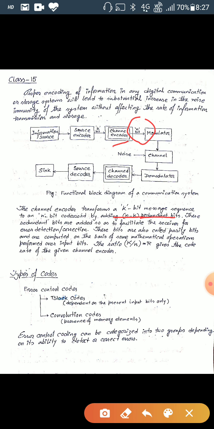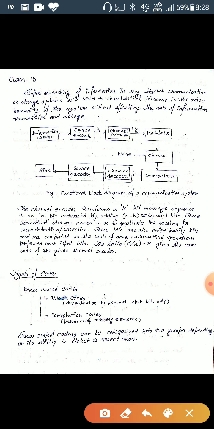Here the ratio k by n, the ratio between message signal and code word, is defined as r, which is the code rate of the given channel encoder. So these are the most important and basic views of the functional block diagram of a communication system, and obviously this is for digital communication.